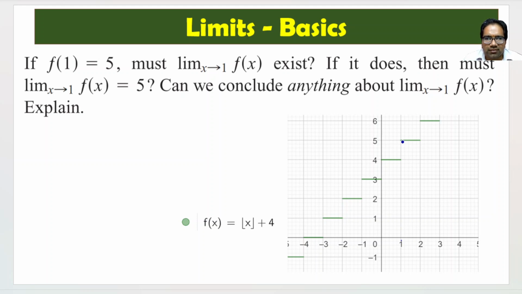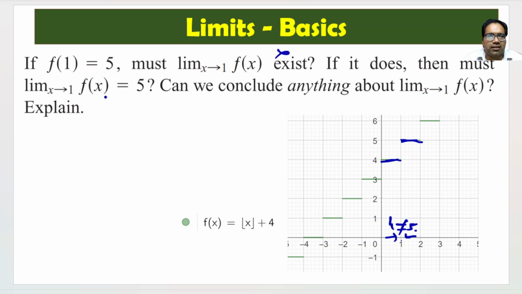So from 1 to 2, it is equal to 5. This is definitely defined at f of 1 equal to 5. But the limit doesn't exist, right? Need not be, because when x is approaching 1 from the left side we are getting 4, and if approaching from the right side, we are getting 5. Both are not the same. Both have to approach the same number. So the limit as x tends to 1 need not exist.